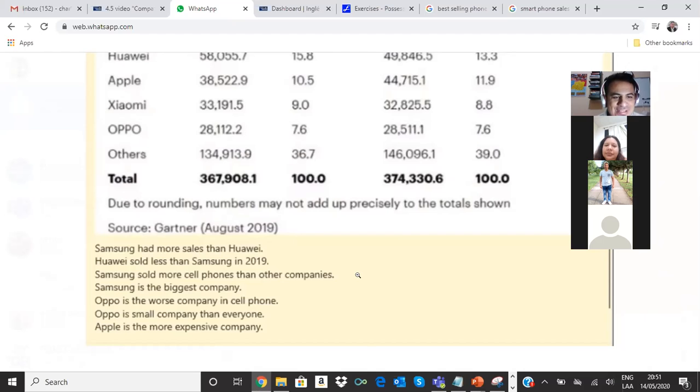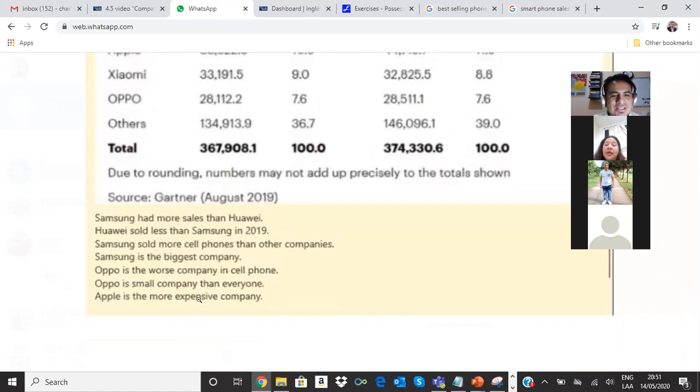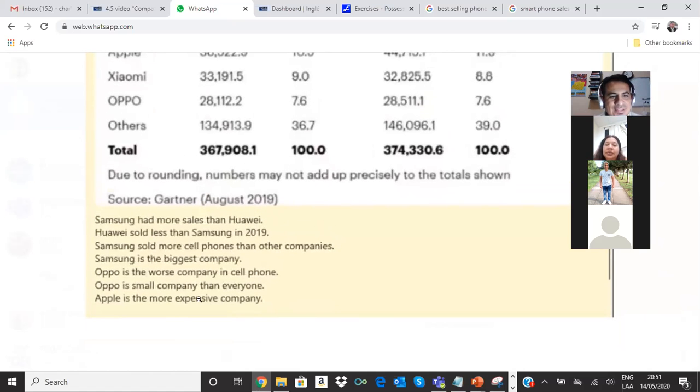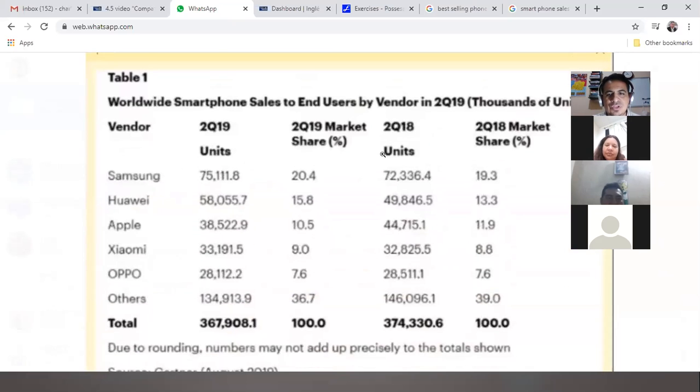Oppo. Is smaller or the smallest? ¿Cuál sería ahí? Is the smallest, right? Oh, yes. Okay. Apple is the more expensive or the most expensive? The more expensive. More es solo si vas a comparar dos. Pero si vas a decir, most. Oh, the most expensive company. Yes, very good. Okay. But anyway, good job.